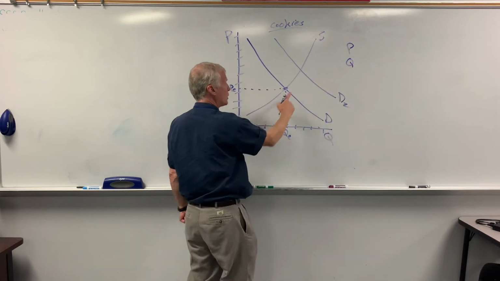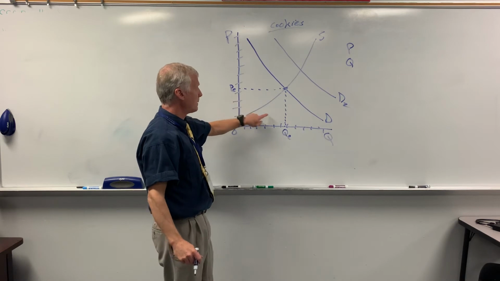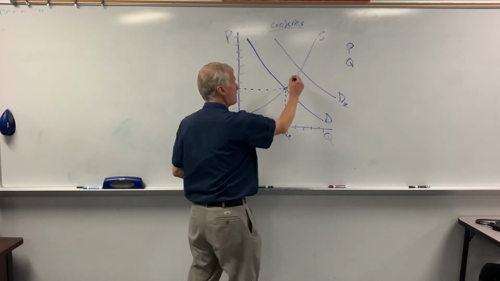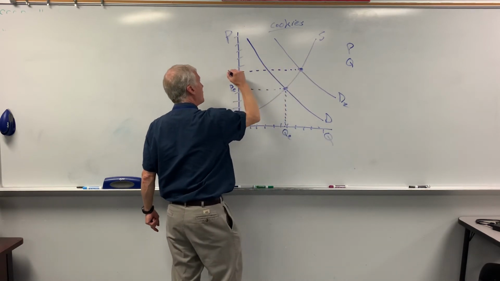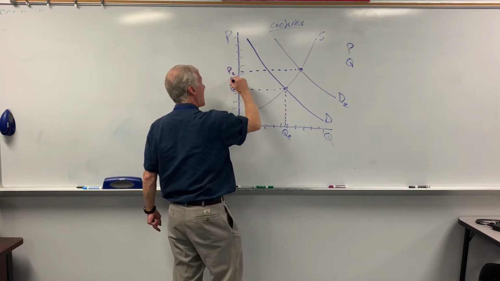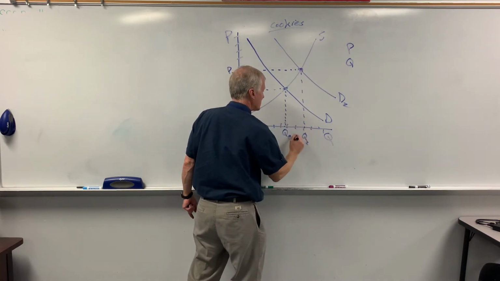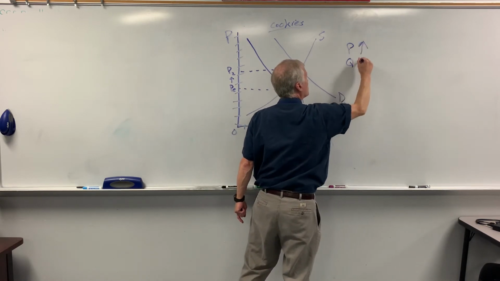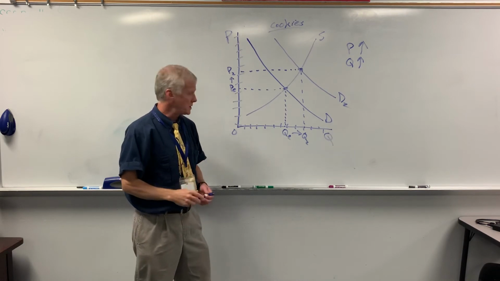So therefore, if demand increased, we're going to let this market tell the story. This was our equilibrium price, that's where we started. This was our equilibrium quantity where we started. So now we have a new equilibrium price, and we can see that that price is higher. We have a new equilibrium quantity. We can see that that equilibrium quantity is greater. So if demand increases, we can see that price increases and quantity increases.